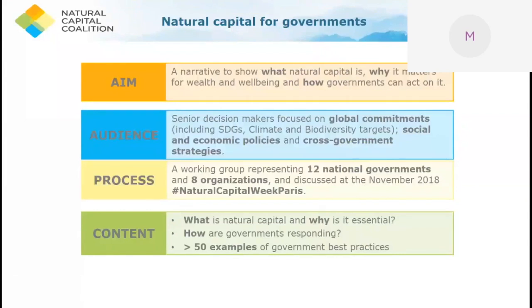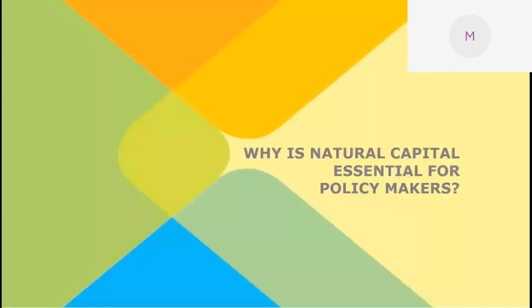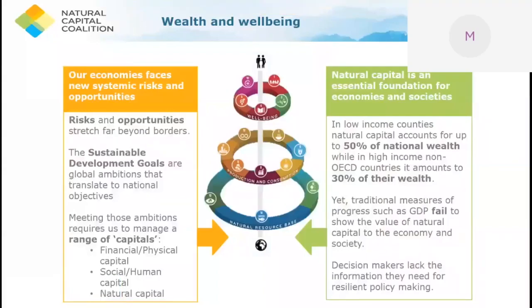If we move to the next slide, I will skip explaining what natural capital is, which is described in the narrative, because all of you are familiar with it. I will show why natural capital is essential for policymakers. The key element is that our economies are facing new systemic risks and opportunities that stretch far beyond the borders of the country.